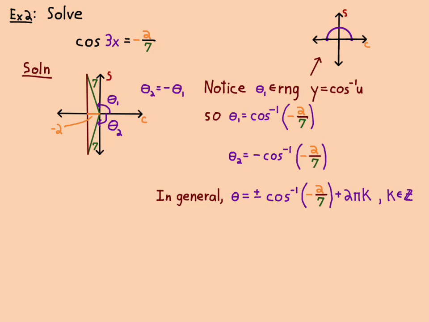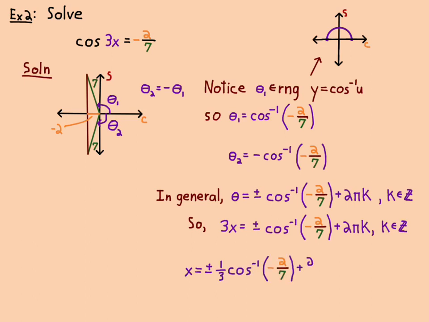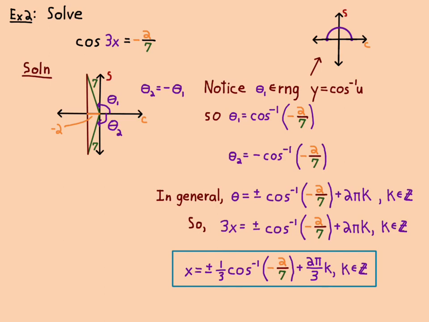as far as theta goes, but it didn't ask me for theta, it asked me for x right here. So this 3x is theta, so I just have to replace theta with 3x and then solve for x. So I get 3x equals plus or minus cosine inverse of negative 2/7 plus 2 pi k with k in the integers, divide everything by 3. x equals plus or minus 1/3 cosine inverse of negative 2/7 plus 2 pi over 3 k.